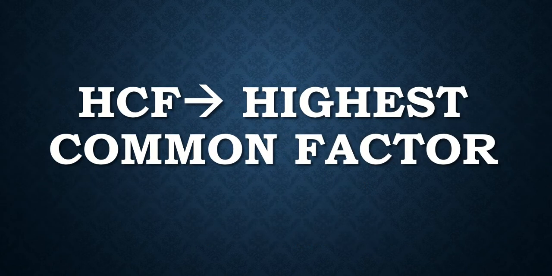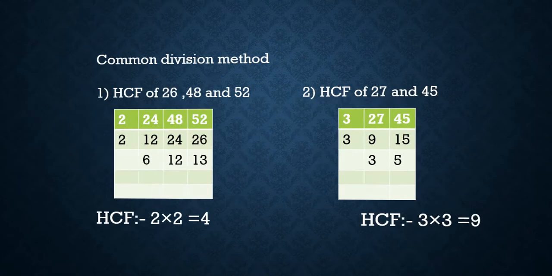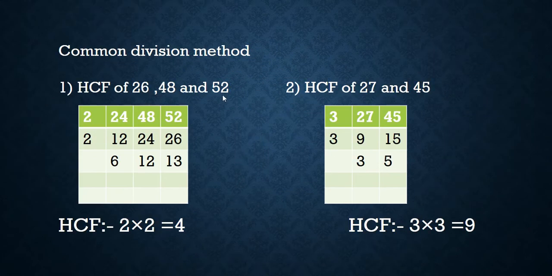Now what is HCF? HCF means highest common factor. Over here three numbers are given to you, that is 24, 48 and 52. We have to find out the HCF of these three numbers. That means the highest common factor we have to find out of these three numbers. So we are going to find HCF by the common division method. So 24, 48 and 52. 2 12s are 24, then 2 24s are 48, 2 26s are 52.